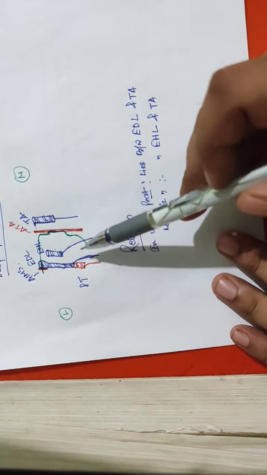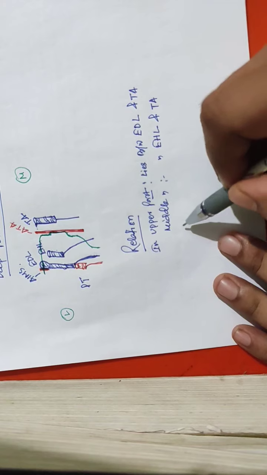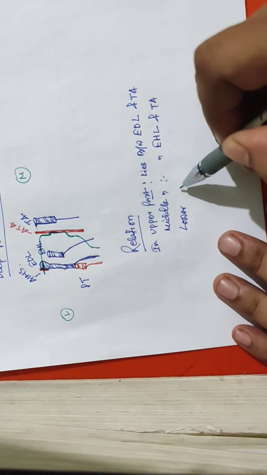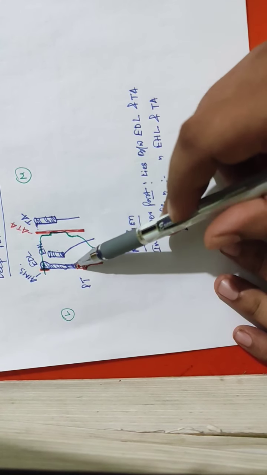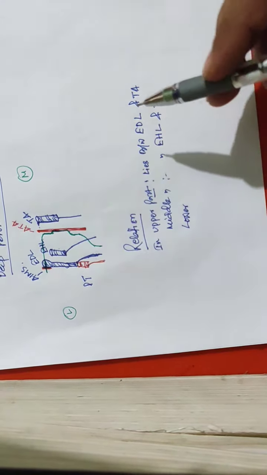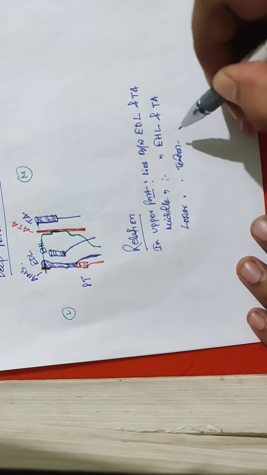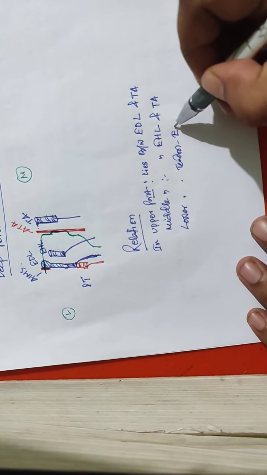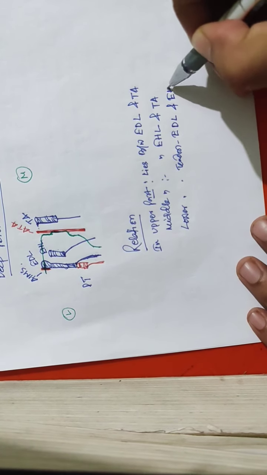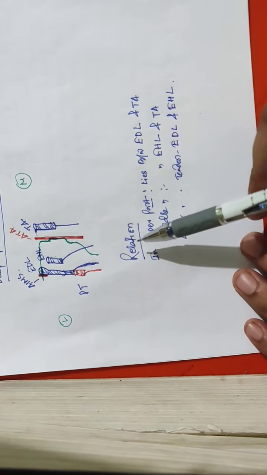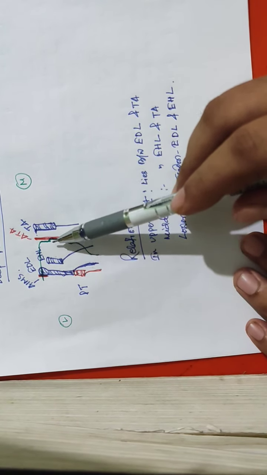And in the lower part, it lies between the tendon of extensor digitorum longus and extensor hallucis longus muscle. These are the relations of the deep peroneal nerve.